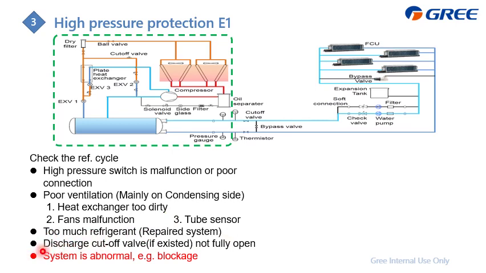And next is the discharge cut off valve. If it exists and is not fully open, it also leads to this E1. And the last is a system abnormality like blockage.